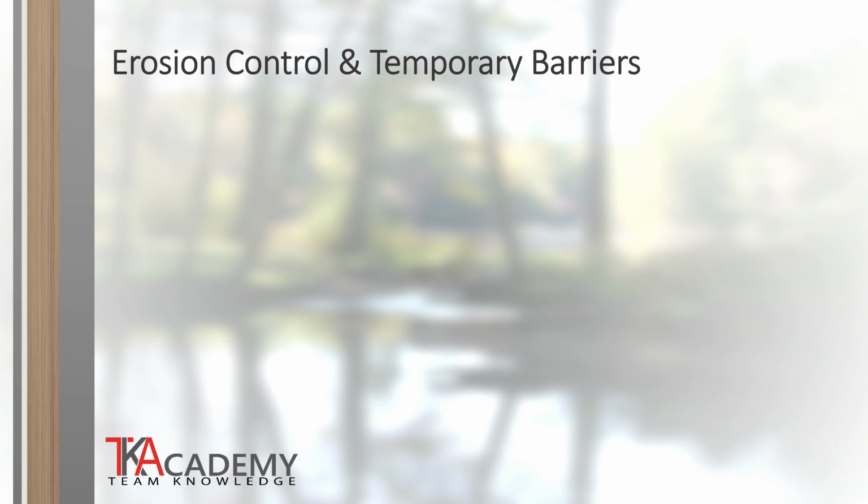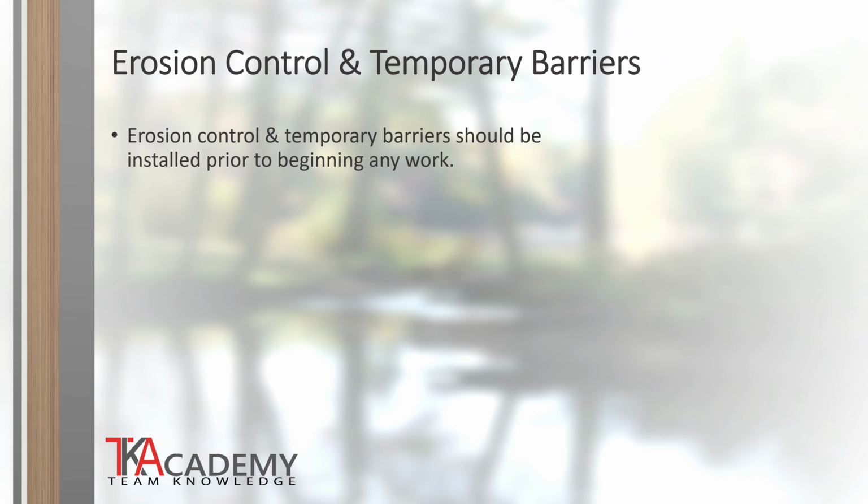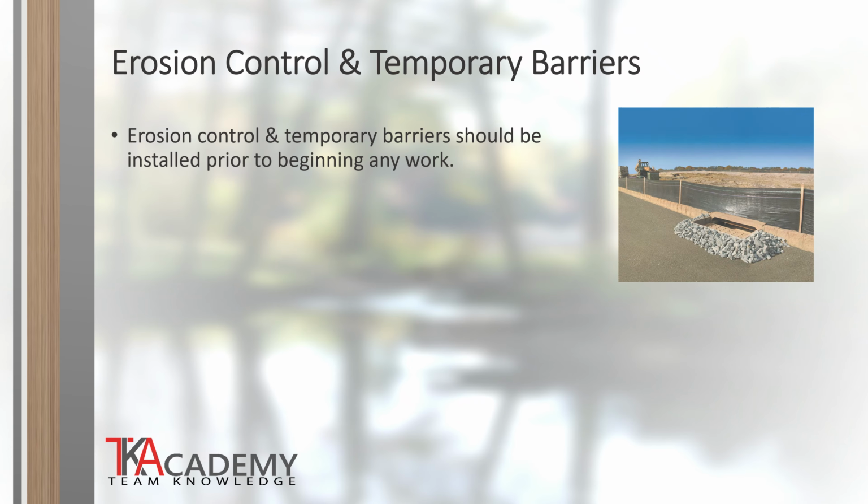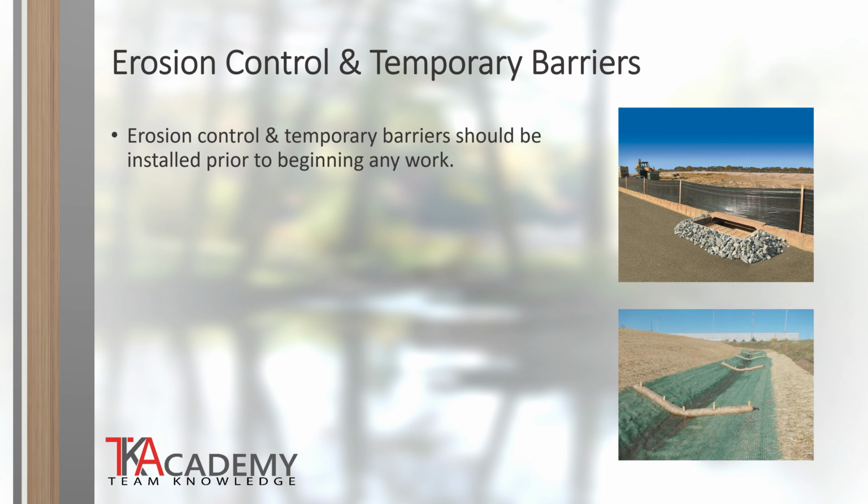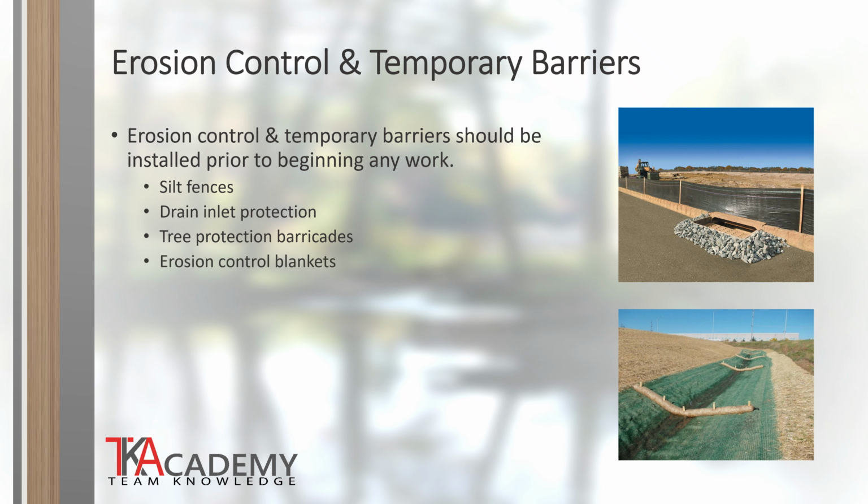Prior to beginning any work on the site, erosion control and temporary barriers must be installed in accordance with jurisdictional requirements. These include such items as silt fences, which are required around the project perimeter and downslope of any drainage areas. Drain inlet protection for both curb and area drains. Tree protection barricades for any existing trees that are to remain during the construction period. Erosion control blankets, check dams, and vehicle tracking control at the site entrance.